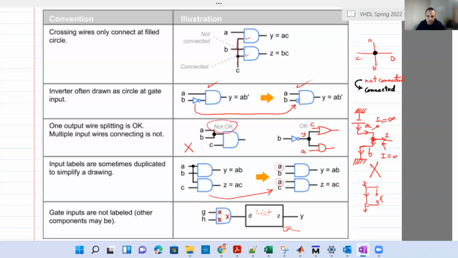Okay, guys, that was it for the timing diagram and the circuit conventions. So this is basically lecture 1.